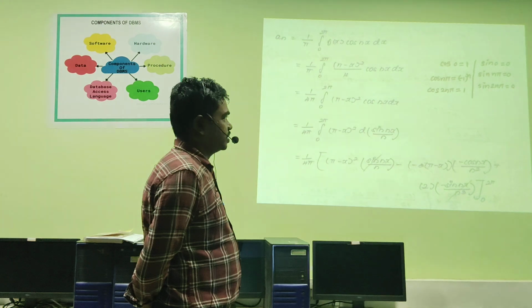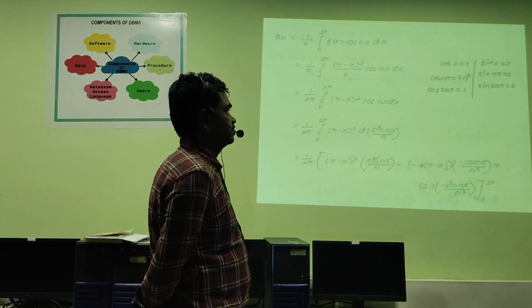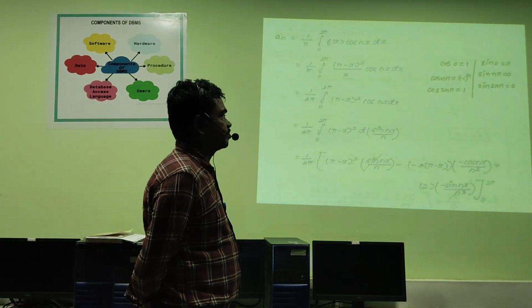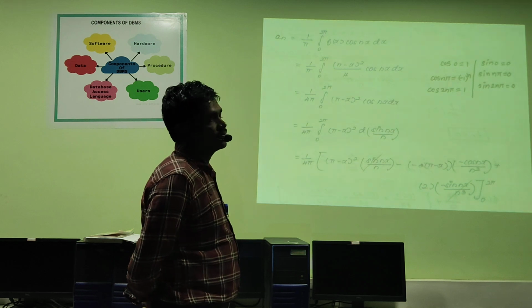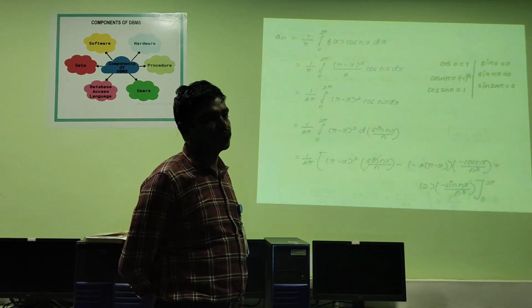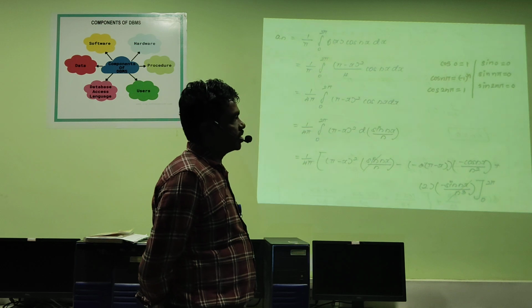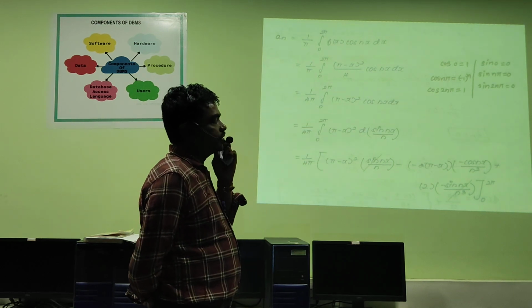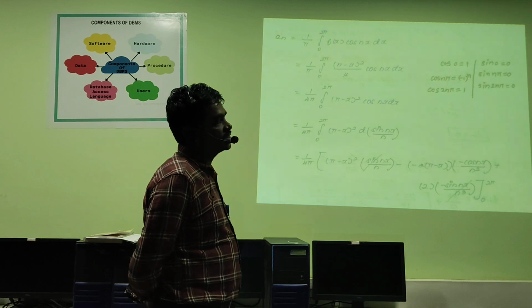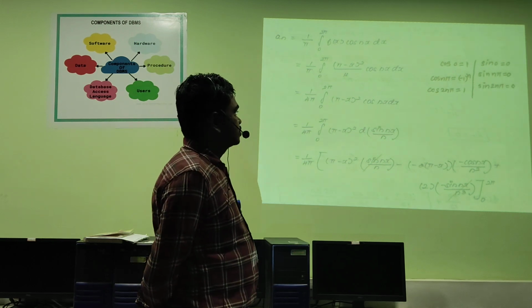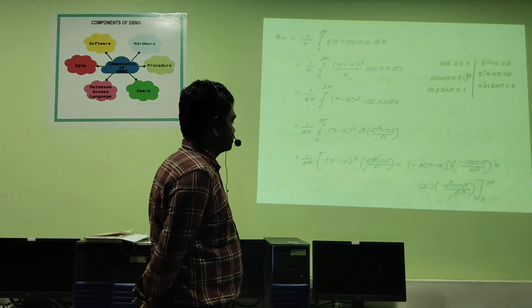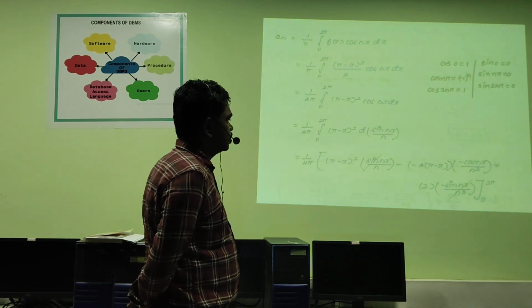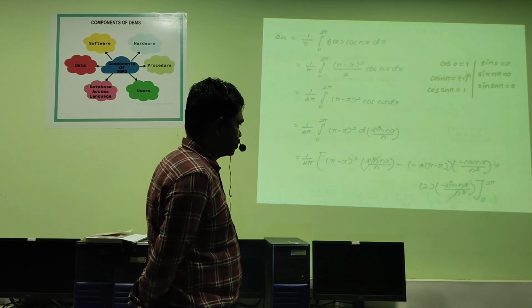So generally we know that cos 0 is 1, sin 0 is 0. Cos n pi, what is the formula? Cos n pi is minus 1 power n. Sin n pi is always 0. Cos 2n pi is 1. Sin 2n pi is 0. So these are the basic facts to compute this integration. So we can now integrate from 0 to 2 pi.